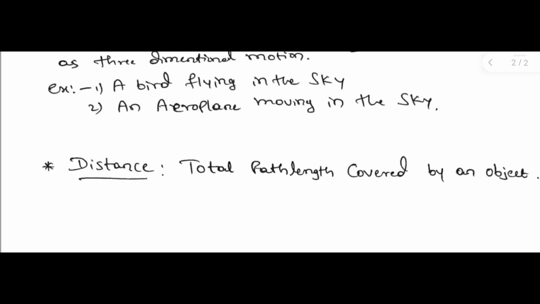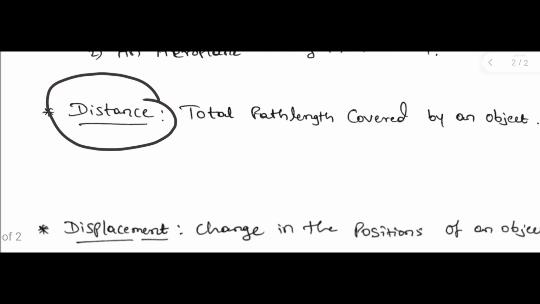Those are known as distance. When a body starts moving from one place to another place, we observe the distance. Here distance means the total path length covered by an object. Total path length covered by an object.